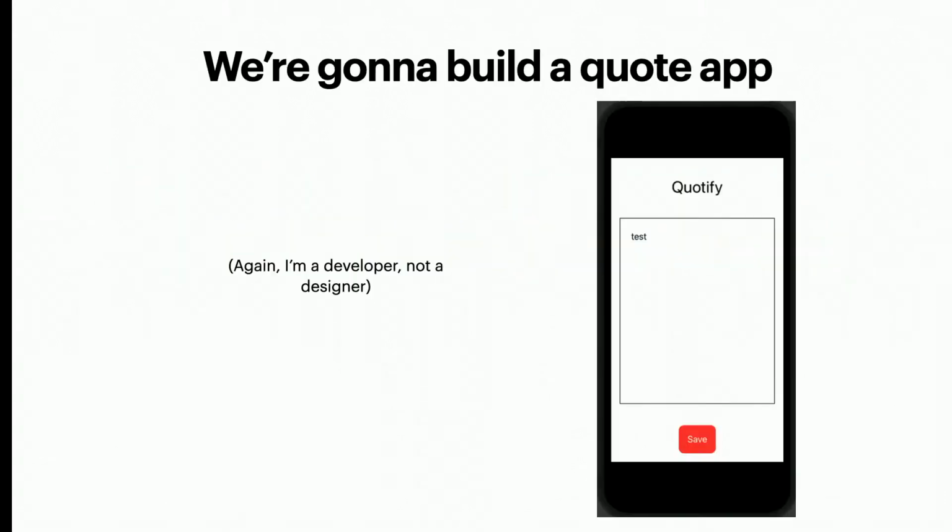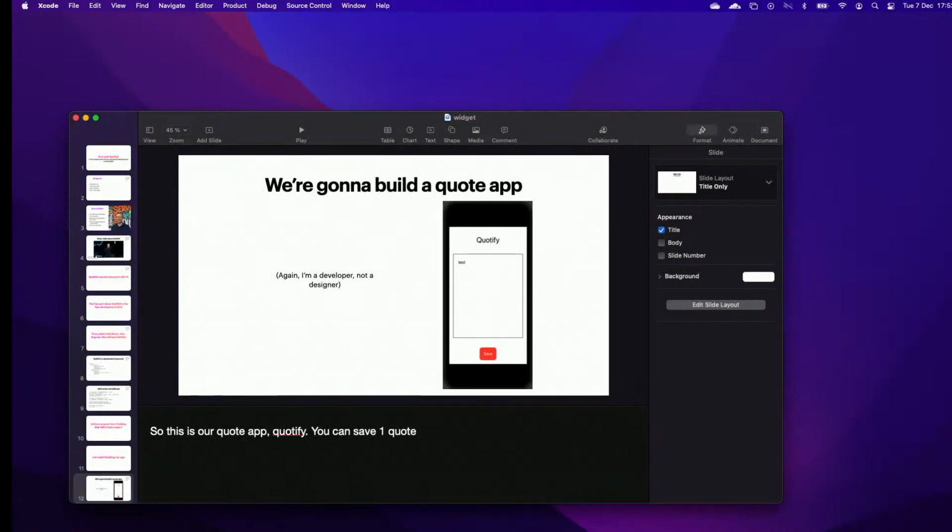So let's start building our app. I have created this great app. It's called Quotify. And as you noticed, I'm a developer, I am not a designer, so this is actually what it looks like. The only thing it can do is save one quote. That's all it is. So what I'm going to do now is exit the presentation, open Xcode, and change.